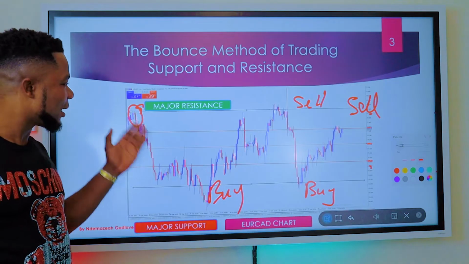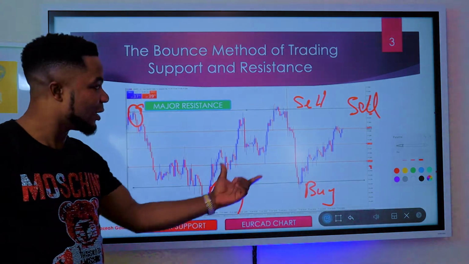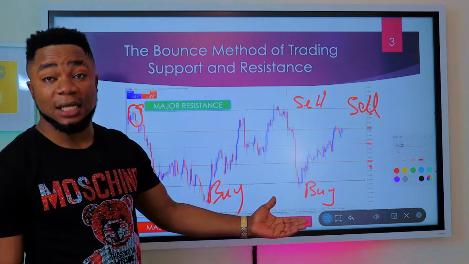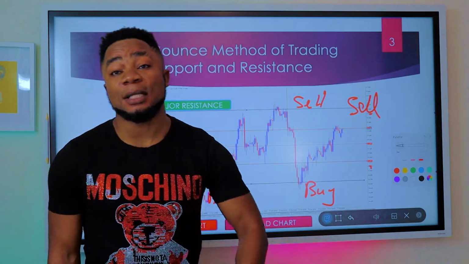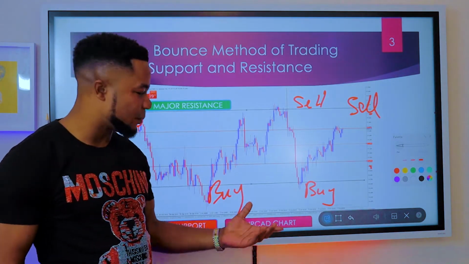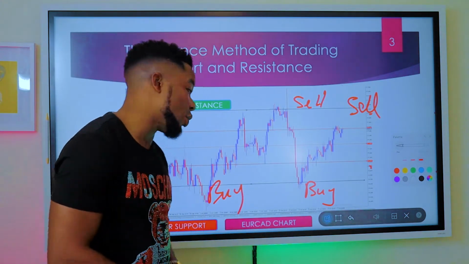All right, so you can see the market has been respecting. We sold here, it came here, we bought here, it came here, we sold here, it came here. So we are buying at our support and selling at our resistance. We're just waiting for it to bounce. Once it bounces, we buy, it bounces, we sell. That is the bounce method of trading support and resistance.